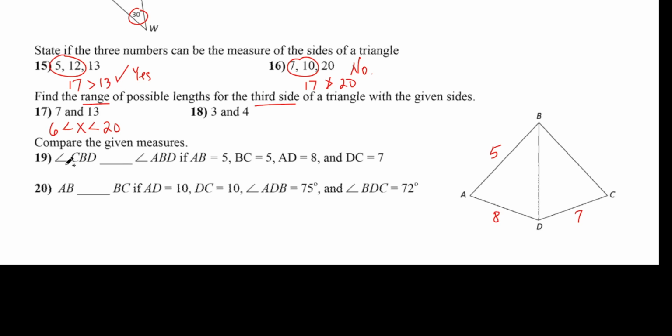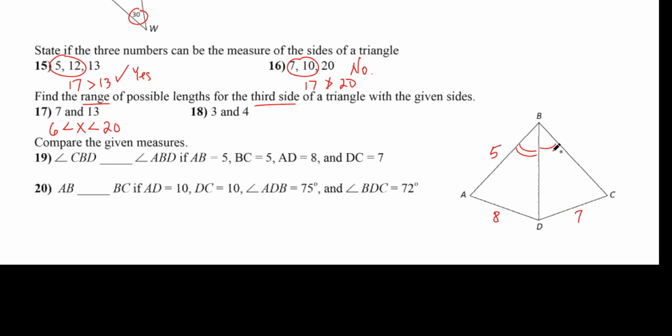The question says, take a look at angle CBD. Where's CBD? This one right here. And then look at ABD, this one right here. I'll put 2 arcs there. So CBD, is it bigger? Is it smaller? Is it equal to this? You can't just look at it and say, well, I don't know, it looks a little smaller than that. We're not going by what it looks like. What are we going by?